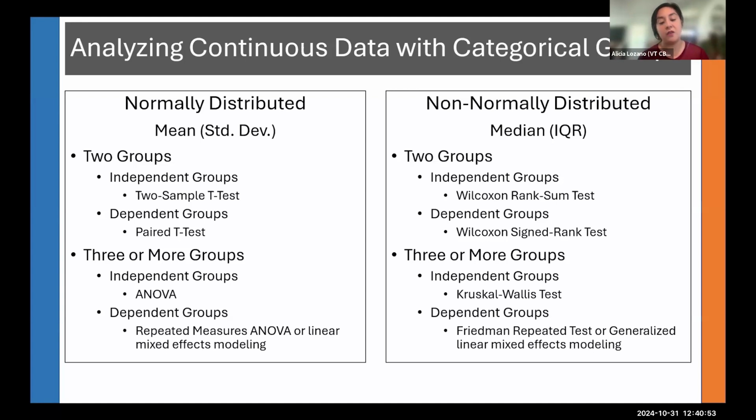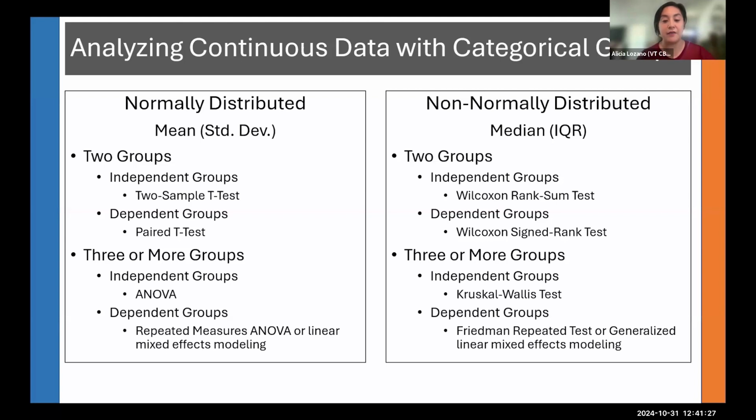So when using these tests, you're essentially comparing the median income, for example, between two independent groups. And then for dependent groups, the nonparametric form of the paired t-test would be a Wilcoxon signed rank test. So if you wanted to test for changes in pain scores before and after treatment within the same group, assuming that pain scores are non-normally distributed, you would use a Wilcoxon signed rank test instead of a paired t-test.